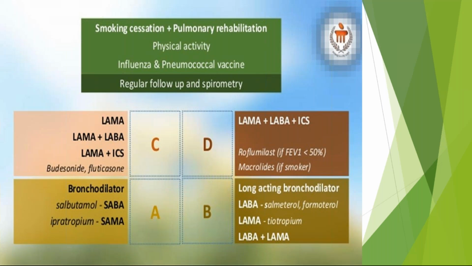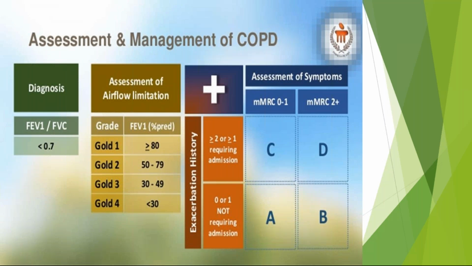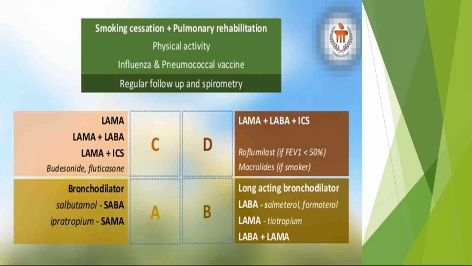Coming to category B, where he is having no exacerbations but MMRC breathlessness grade is 2 or above. As the patient is having more breathlessness, as the grade is increasing, we will treat him with long-acting bronchodilators like LAMA, LABA, or both LABA and LAMA. The long-acting muscarinic agent is tiotropium bromide, and long-acting beta agonists are like salmeterol and formoterol.